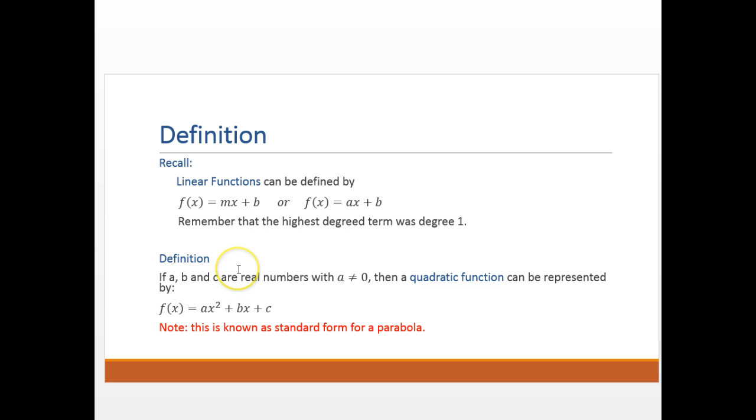Well, by definition, a quadratic looks something like this. If a, b, and c are real numbers with a not equal to 0, the quadratic function can be represented by ax squared plus bx plus c. Notice these last two terms look like a linear function, but we added this additional term, this ax squared, out front. This is what's known as the standard form for a quadratic equation, the standard form for a parabola.